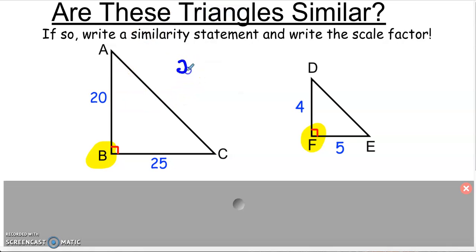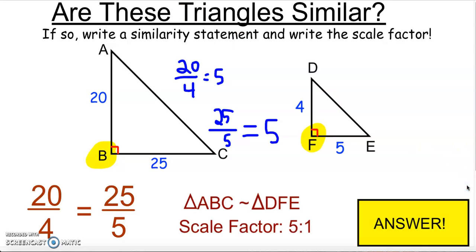So the smallest one for triangle ABC is 20. The smallest one in triangle DFE is 4. That reduces to 5. And then the larger side is 25 for ABC, and the larger one for DFE is 5. And those also reduce to 5. So I do have similar triangles here. The triangles are similar because of side angle side at a scale factor of 5. So when I write the similarity statement, I go triangle ABC is similar to triangle DFE.